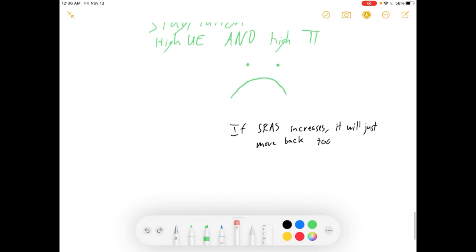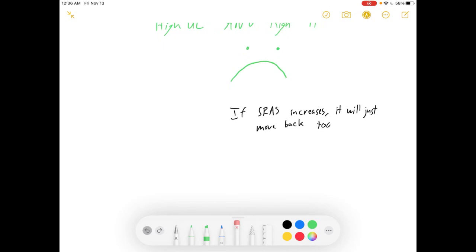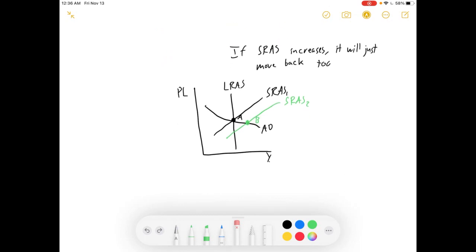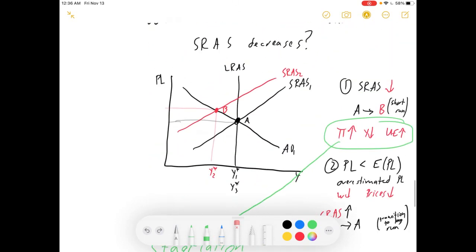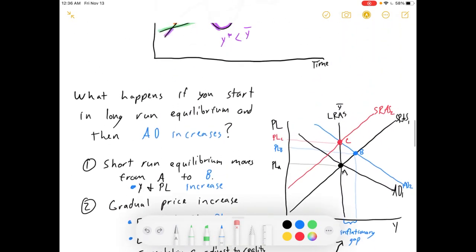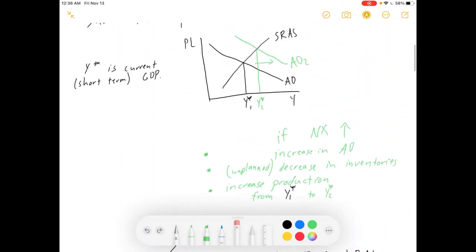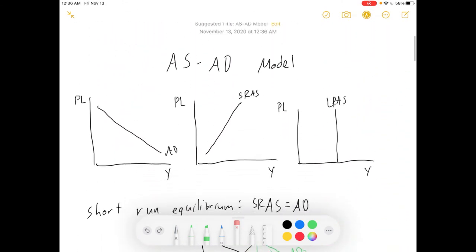And then last, if the short run aggregate supply increases, it's just going to move back too. You'd start here, you'd go to aggregate supply 2, and then you'd go back to point A. So from A to B, back to A again. Alright, I know that was a lot. I hope you're able to go back and make some sense of it. But that's the model in a nutshell.